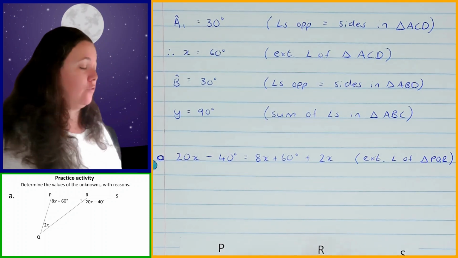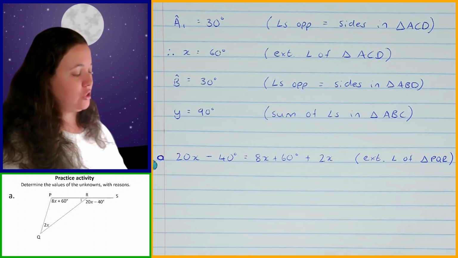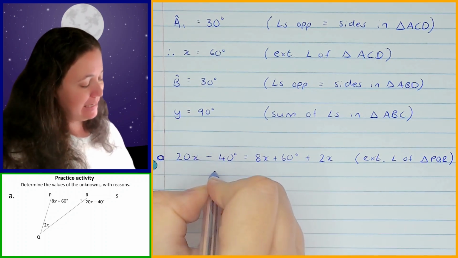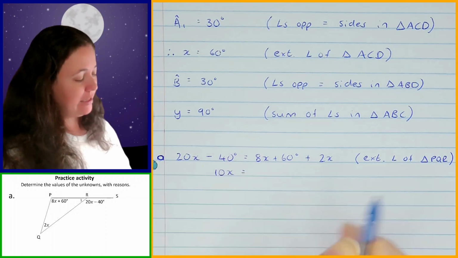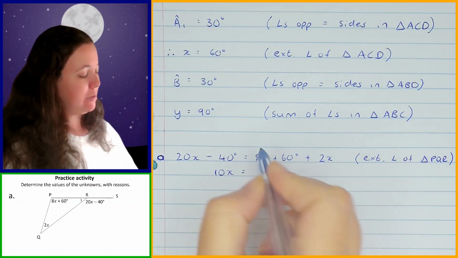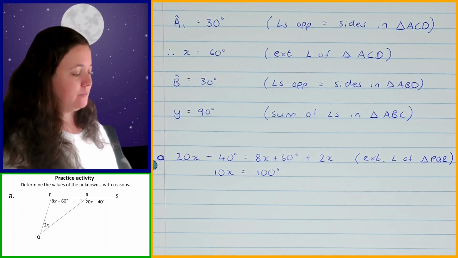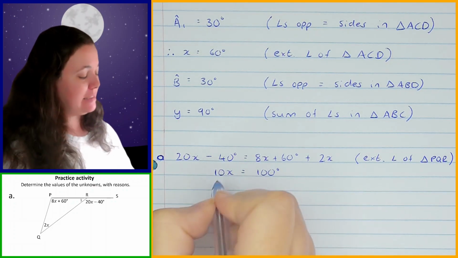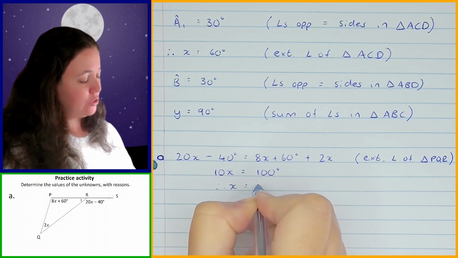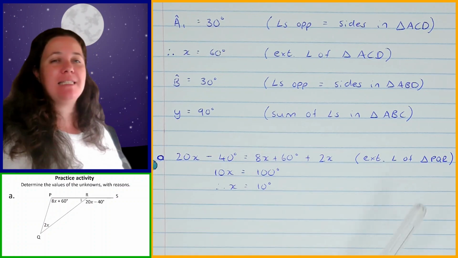Okay, now we need to go and solve for x. So I've got 20x minus 8x minus 2x. That gives me 10x over here. And then on this side I've got 60, and I'm going to take this across, and that becomes plus 40. So that's 100 over there. And then I'm going to divide by 10, so therefore x is equal to 10 degrees. So that's what you should have got for question A, that x is 10 degrees.